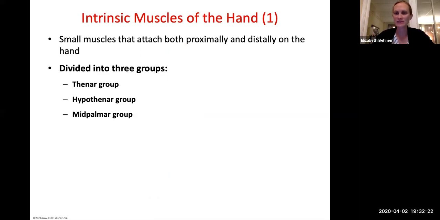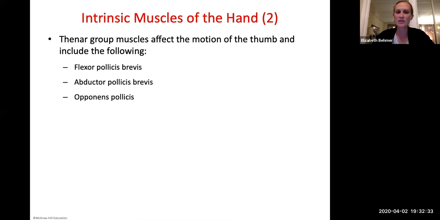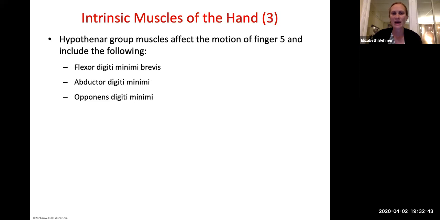The intrinsic muscles of your hand and your foot, I don't ask you too many questions about. They're divided into 3 groups: the thenar, hypothenar, and mid-palmar. The thenar group muscles affect the motion of your thumb: your flexor pollicis brevis, abductor pollicis brevis, and opponens pollicis. The hypothenar group affects the motions of finger 5 and includes the following. So motion of finger 5 is your pinky finger. So that's your flexor. They'll all have digiti minimi in it if it affects your pinky finger.